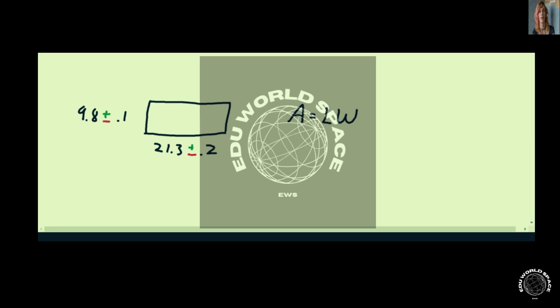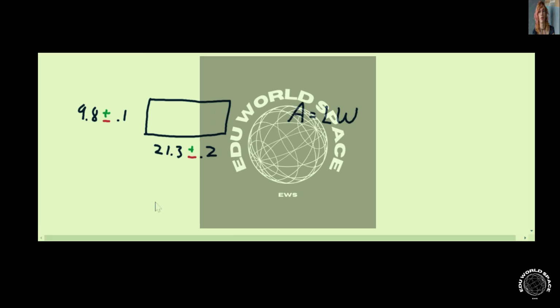Hello and welcome to Chapter 1, Problem number 33 in Physics for Scientists and Engineers with Modern Physics. This problem tells us we have a rectangular plate of these two lengths that I've written here, and it asks us to find the area of this rectangular plate, including the uncertainty.